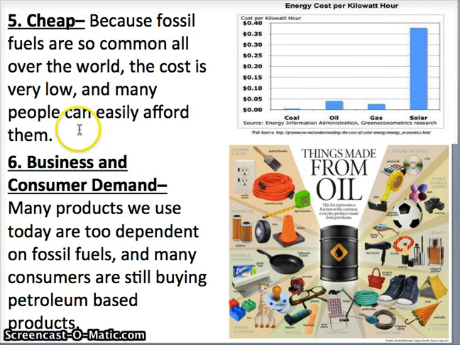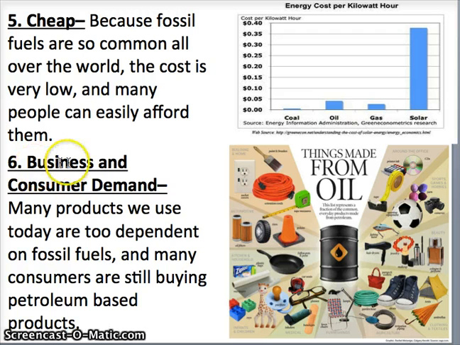Reason number 5, fossil fuels are very cheap. Because fossil fuels are found so commonly around the world, it's very easy to extract them and to buy or sell them. If you take a look at this graph right here, it compares the cost of coal, oil, and gas to solar energy, and you can see that there's a huge cost difference between fossil fuels versus solar. Solar costs around 40 cents per hour, whereas coal, oil, and gas are less than 5 cents per hour.